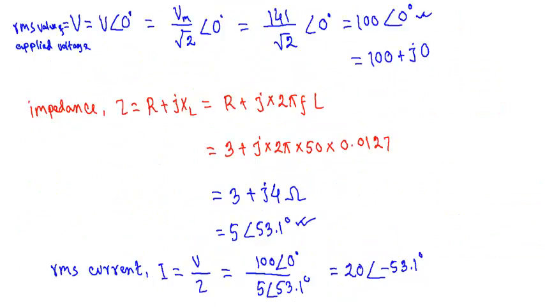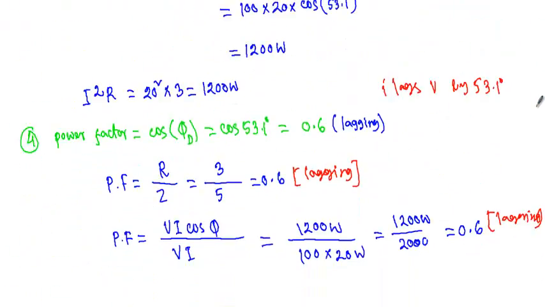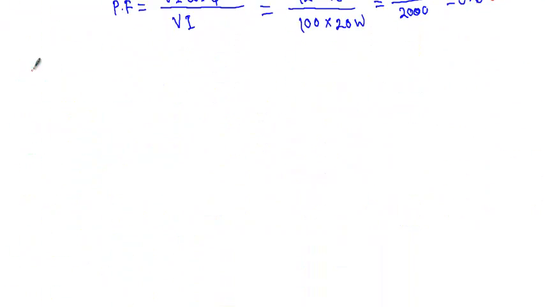Number 6, we have to calculate the real power, reactive power and apparent power. Real power is equal to the average power of the circuit, which is equal to the RMS value of current, RMS value of voltage into cosine phi.